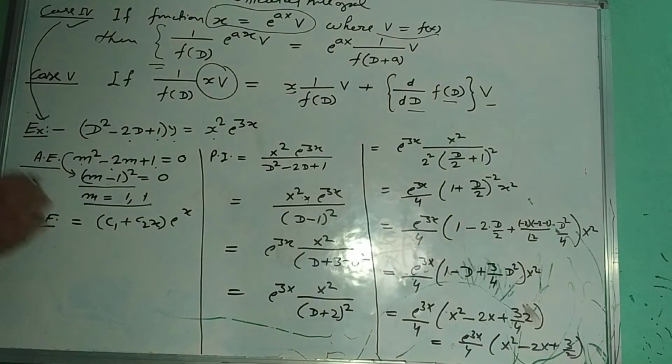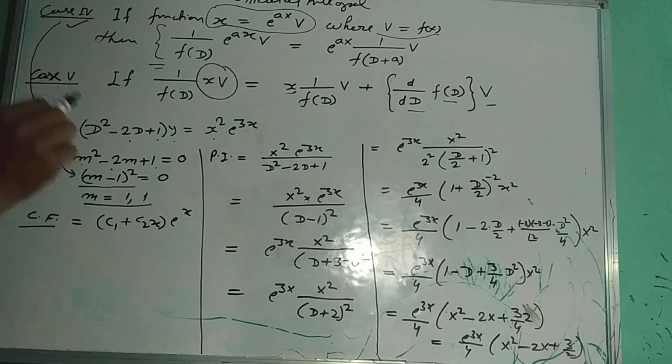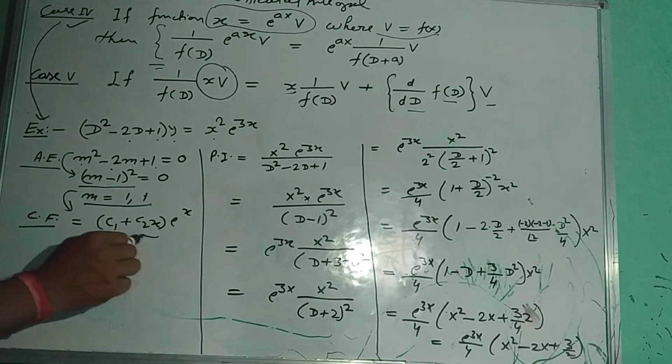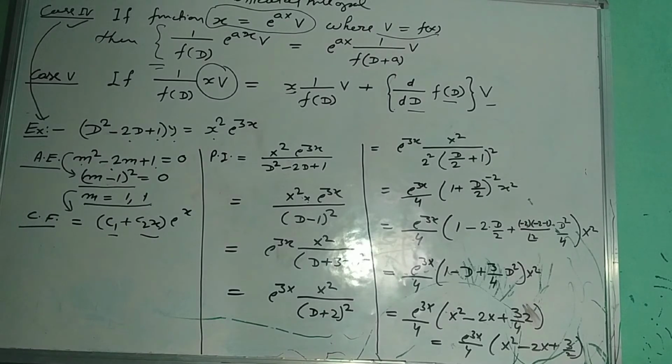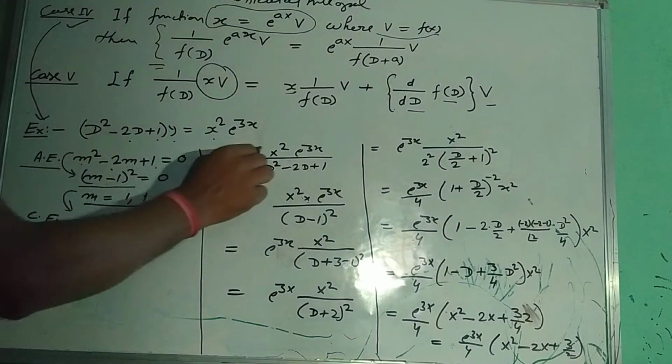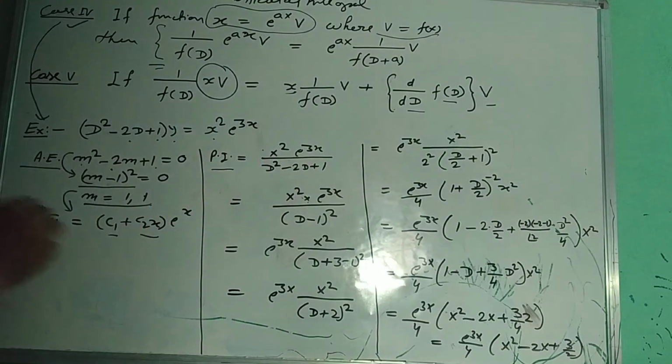So according to the rule of the complementary function, for two common real roots, the complementary function is (c1 plus c2 x) e to the power x. Now the second is the particular integral. The particular integral is x square e to the power 3x upon D square minus 2D plus 1.